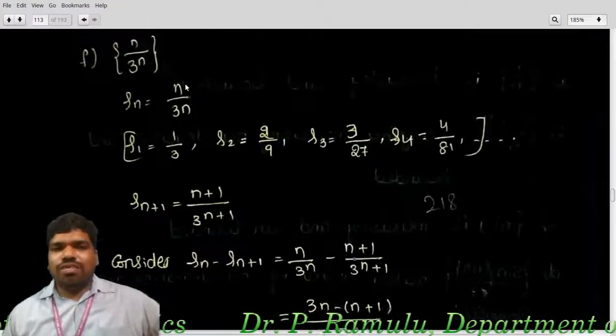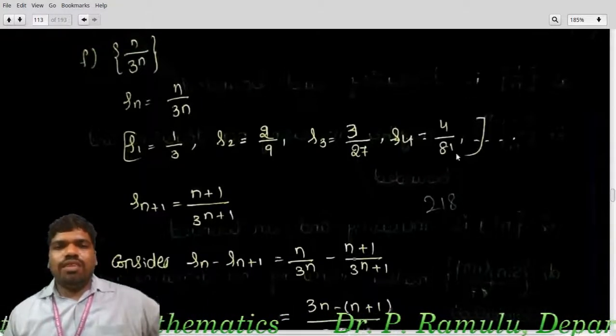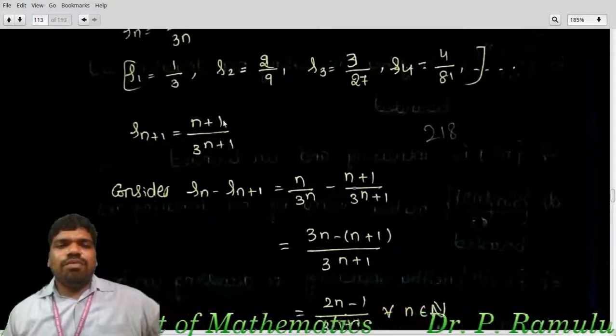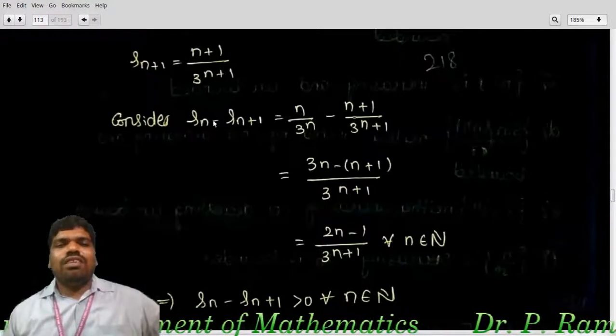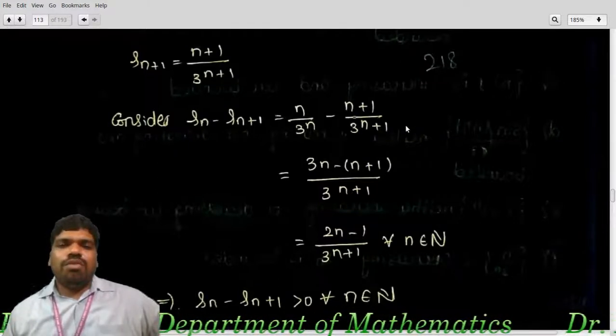Now take Sn equal to n by 3 power n. S1 is equal to 1 by 3, S2 is equal to 2 by 9, S3 is equal to 3 by 27, S4 is equal to 4 by 81. Sn plus 1 is equal to n plus 1 by 3 power n plus 1. I am taking a different way here, considering Sn minus Sn plus 1, which equals n by 3 power n minus n plus 1 by 3 power n plus 1.